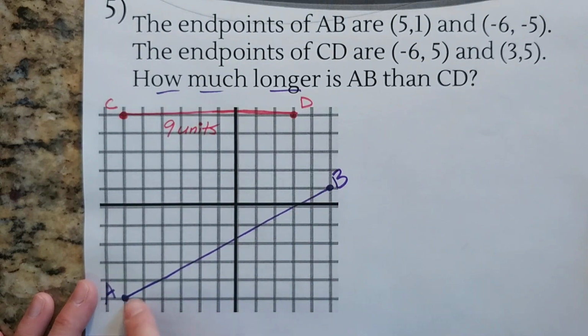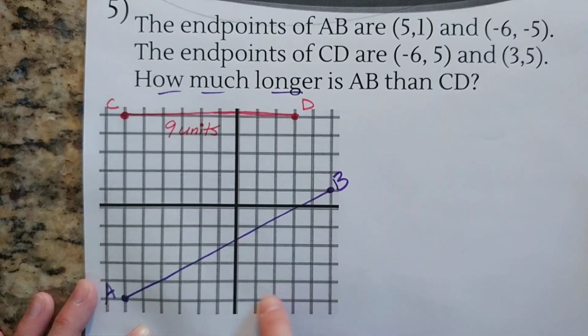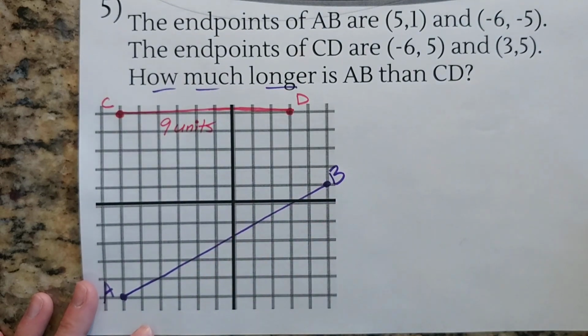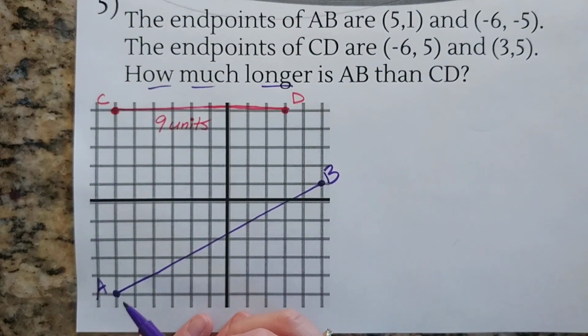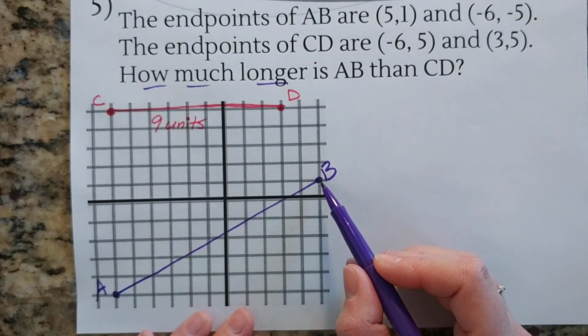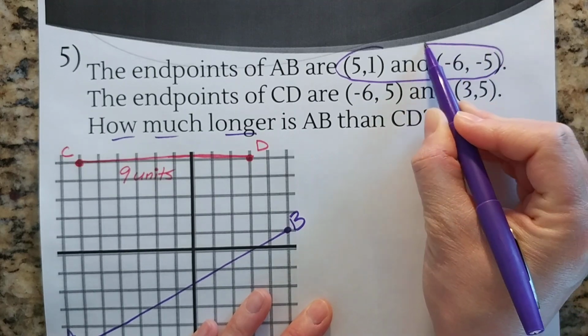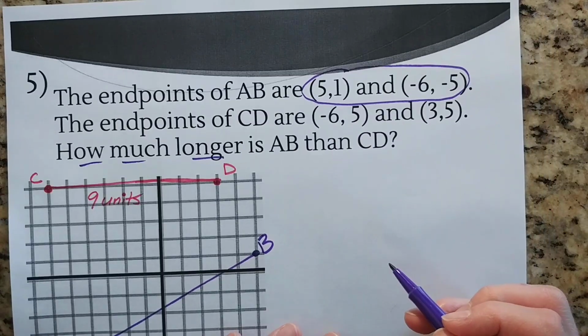Now you could use the Pythagorean theorem, maybe create a triangle and do that, but I want to practice the distance formula, so we're going to use the distance formula. So remember, I'm trying to find the distance between A and B. So to remember that, I'm just going to circle these points so I don't forget that this is what I'm doing. Let's find the distance.